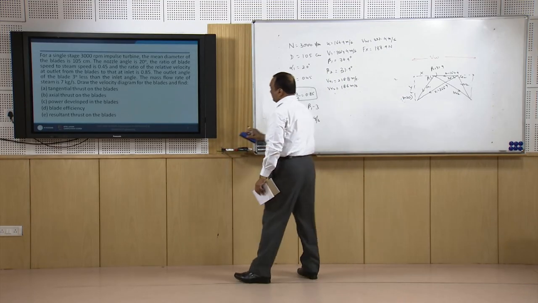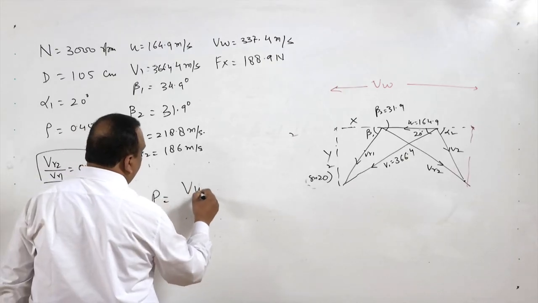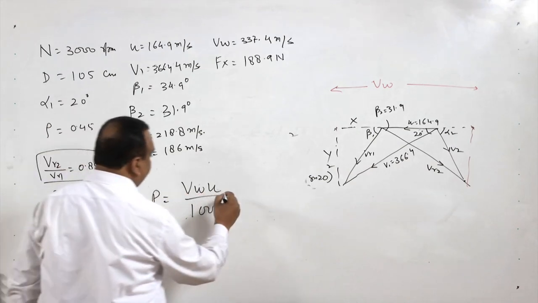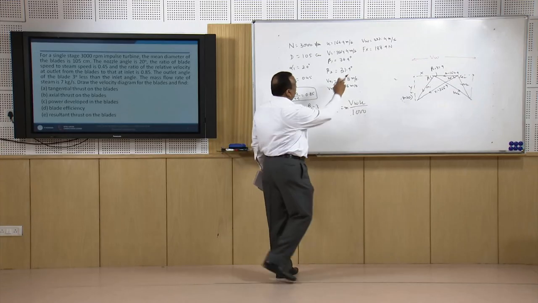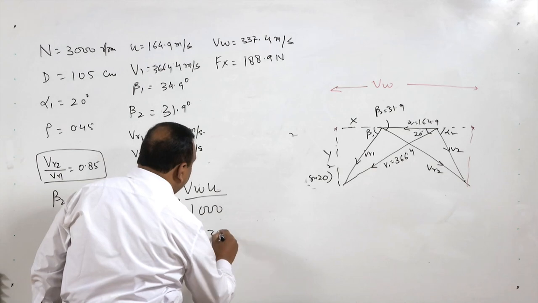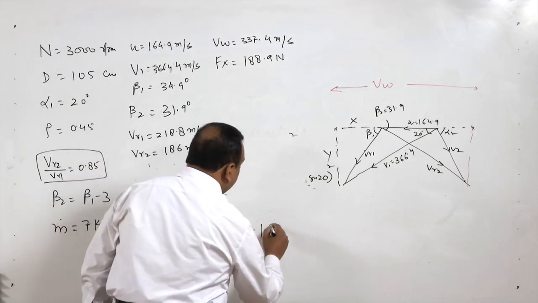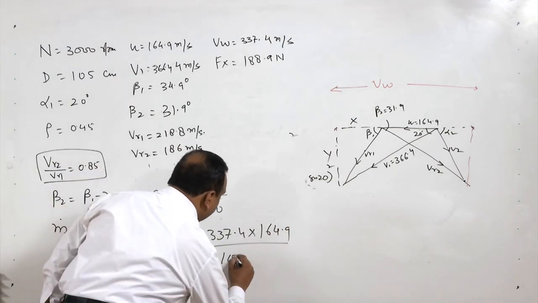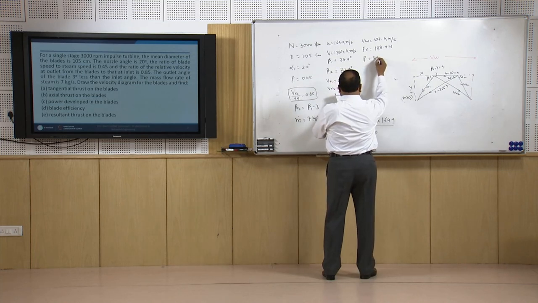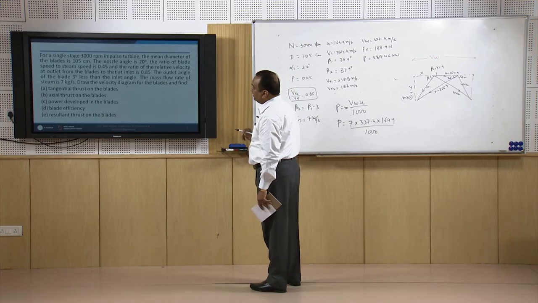Now, after axial thrust, the second is power developed in the blade. Power is force multiplied by velocity, so mass flow rate multiplied by Vw multiplied by u, divided by 1000. Mass flow rate is 7, Vw is 337.4, multiplied by u, the peripheral velocity, which we have calculated as 164.9, divided by 1000. And this gives the power as 389.46 kilowatts. So, we are getting power also.